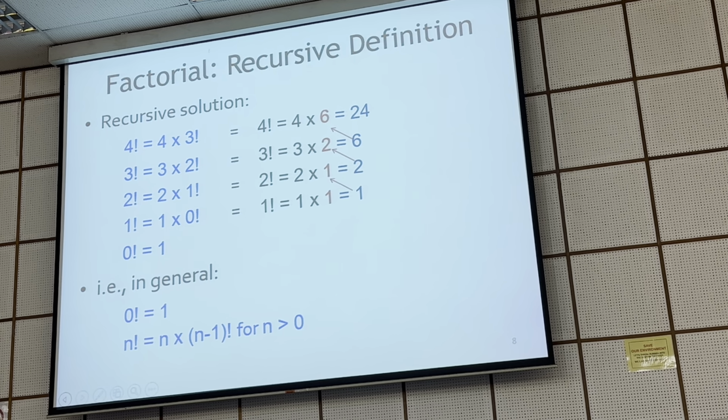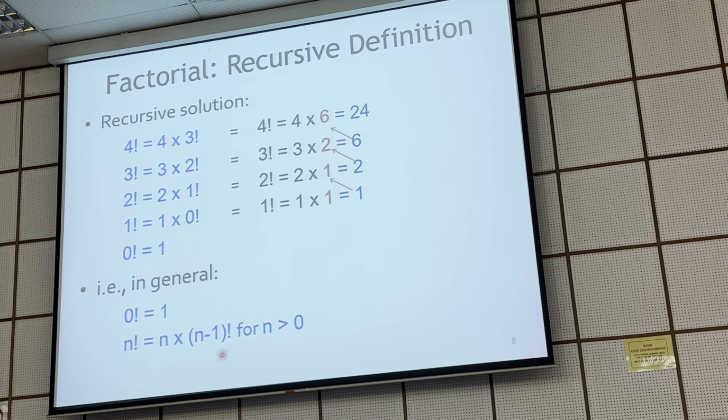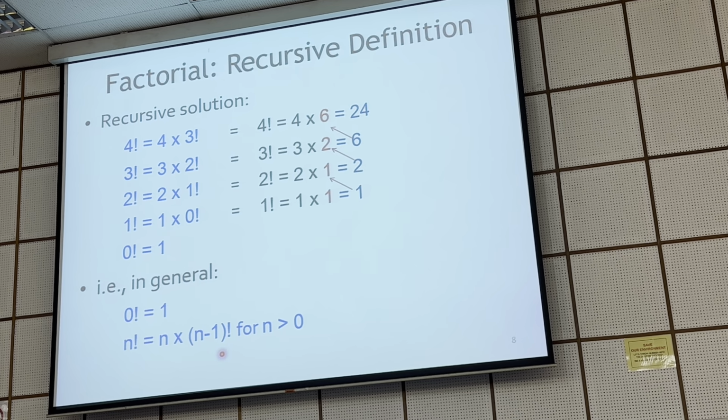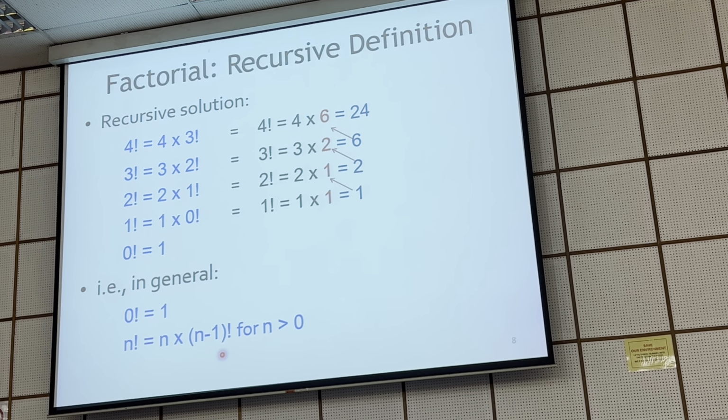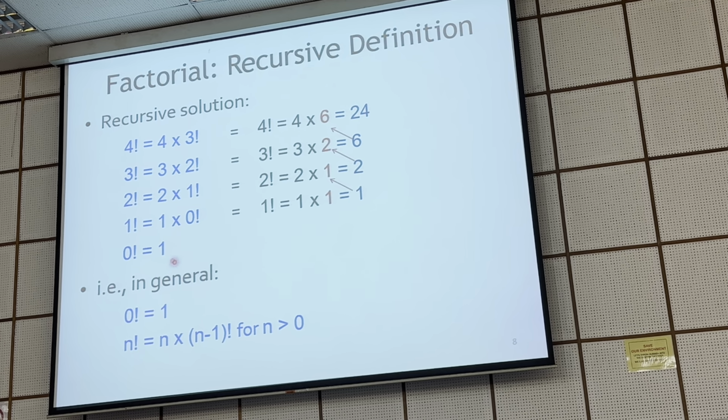So I can write my formula. n factorial, for any number, will be n times (n minus 1) factorial, where n has to be more than 0. So this is my formula. Do you understand? My stop case, or stopping case, is 0 factorial. That's why I stop, because I have a direct answer. So I take the answer and I go up. This is my formula.